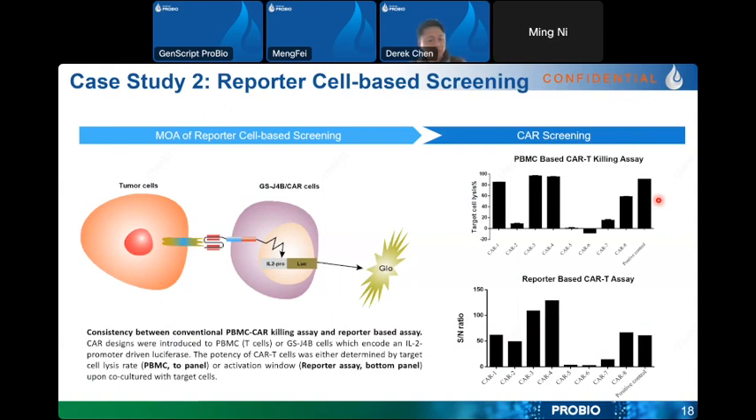In this system, an IL-2 promoter-driven luciferase gene is incorporated into the Jurkat cell, and the potency of the CAR T cell can be determined by either target cell lysis rates in the PBMC on the top panel, or the activation window upon the co-culture with target cell as shown in the bottom panel.